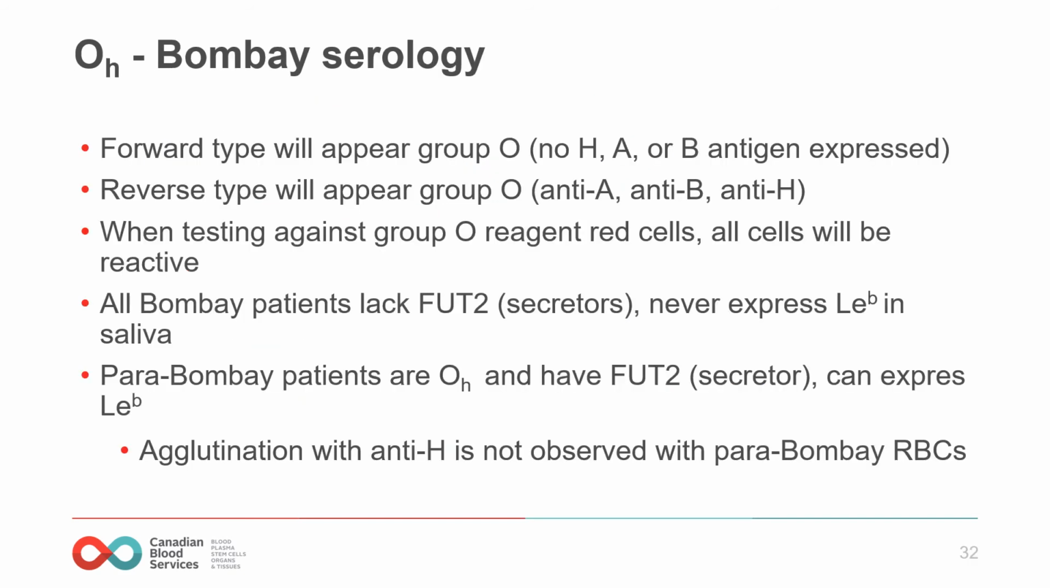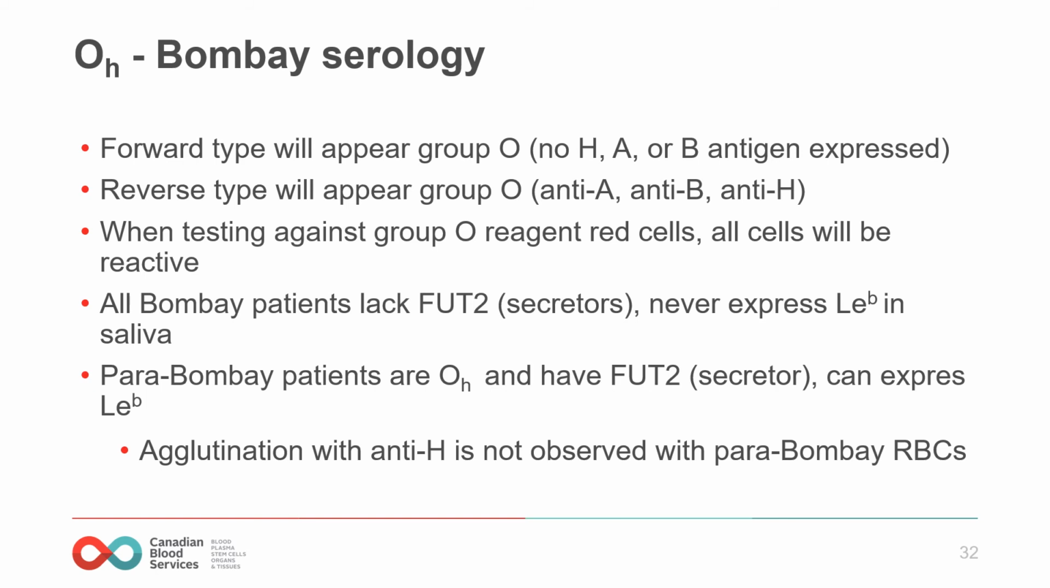Now, with regard to Bombay serology, the forward type will appear group O because they don't have any H, A, or B antigen expressed, and in the reverse type, they'll also look group O because it'll look like they have an anti-A and an anti-B, but if you put them up against your screening cells, which are group O, it'll also react to them really strongly. Now, when you're testing against your group O reagent cells, because they're all group O and they have that H antigen, which is the precursor to the A and B, they'll all be reactive. If you're running it in gel or solid phase, you won't see the phase of the reactivity, but you'll just see pan-reactivity, and your auto and your DAT will be negative.